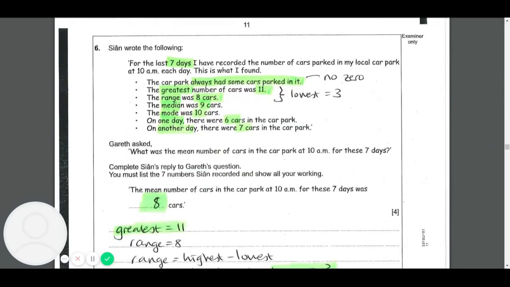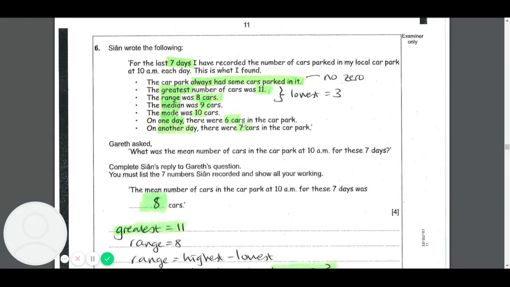and even if you don't get to the final answer, you'll get marks along the way. So, next question. Sean wrote the following. For the last 7 days, I've recorded the number of cars parked in my local car park at 10 a.m. each day. This is what I found. The car park always had some cars parked in it. The greatest number was 11, the range was 8, median 9, mode 10.